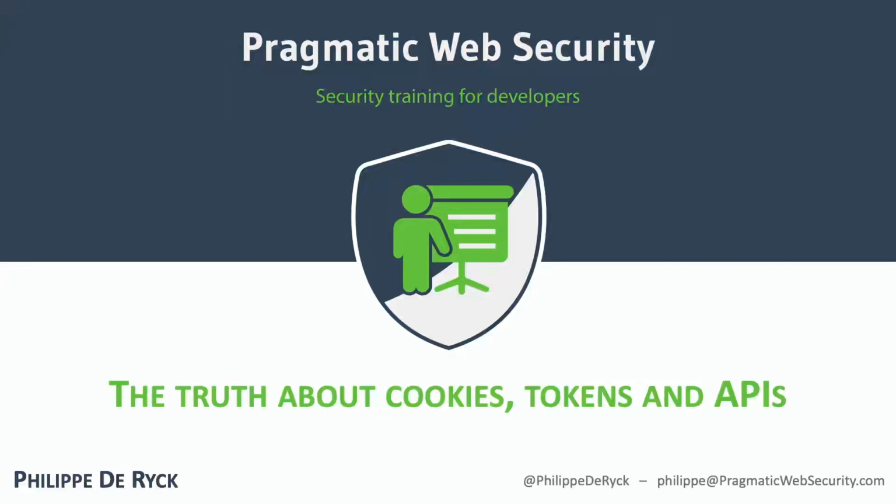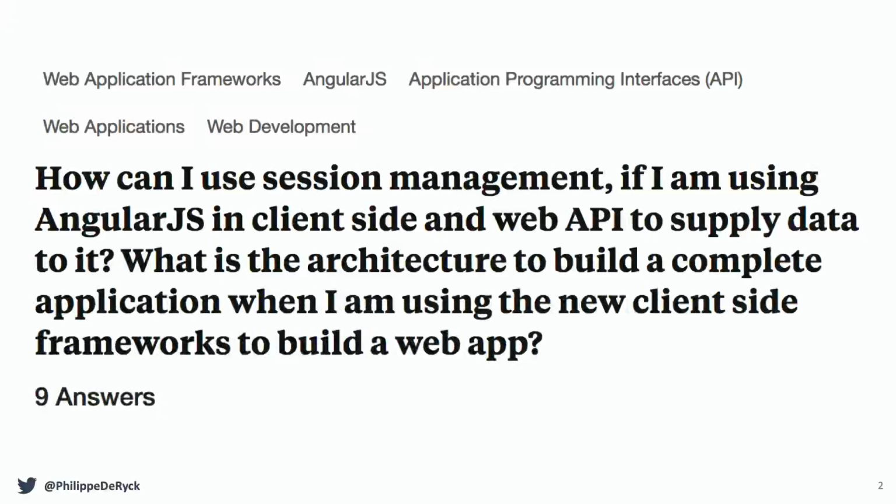Let's talk about cookies, tokens, APIs, and let's talk about what that means. So essentially, this talk is inspired by something that I often encounter when I talk to developers. So many developers are building modern web applications, and they should. We're building React, Angular, Vue or whatever, backed by an API.